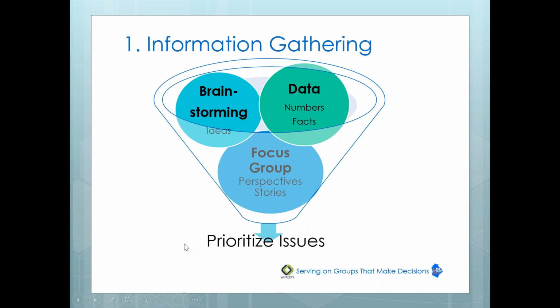So during this information gathering step, you can identify issues that need to be addressed as part of the group's work. And priority really has to be given to issues that are the most important or that may take the most time to accomplish. The bottom line, no matter how you gather your information, is that it's critical to have up-to-date, accurate information, and that you have all of the information that you need before the group makes a decision.